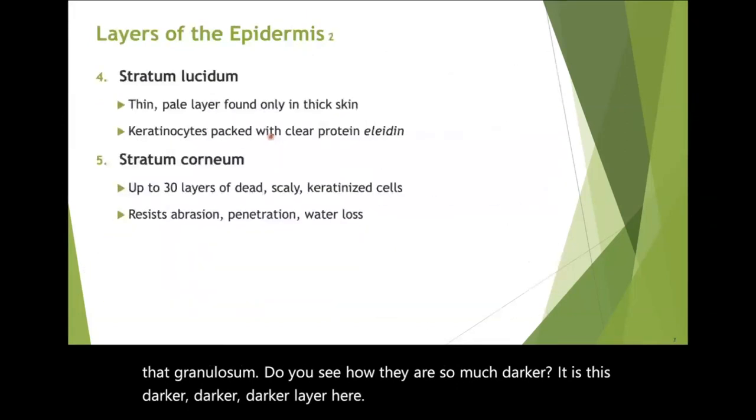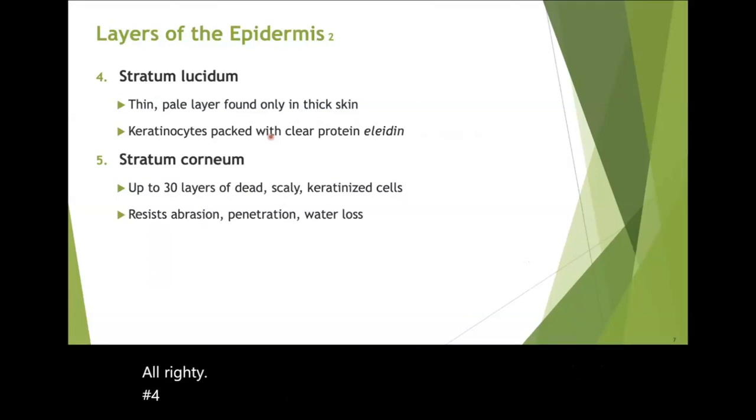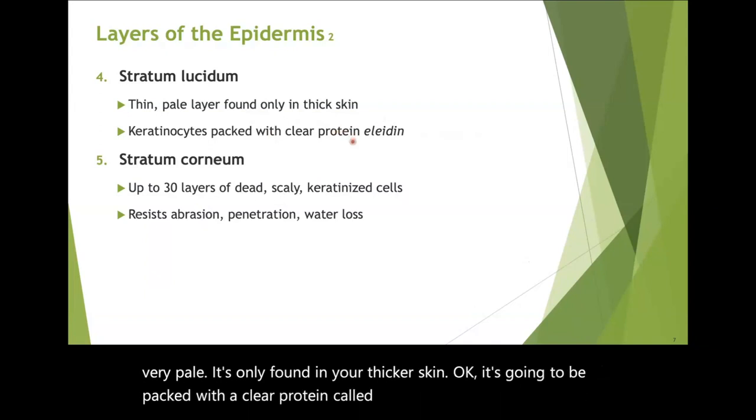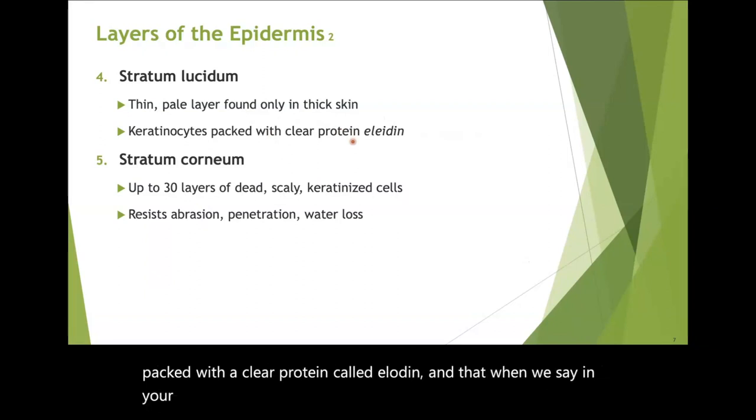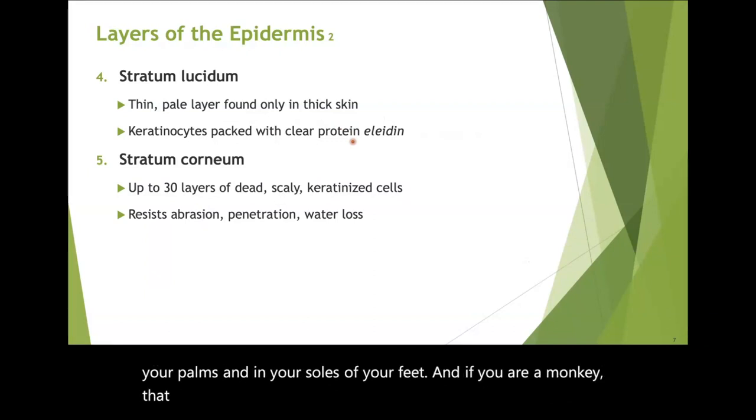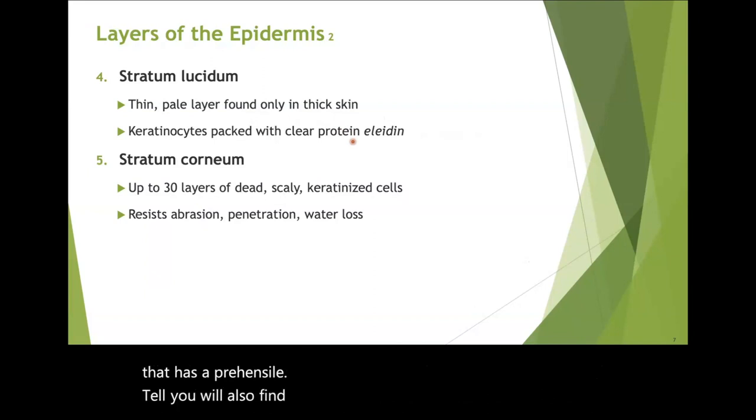All righty. Number 4 is your stratum lucidum. Your stratum lucidum is very thin. It's very pale. It's only found in your thicker skin. It's going to be packed with a clear protein called eleidin. And when we say in your thicker skin, that's going to be that fifth layer that is found in your palms and in the soles of your feet. And if you are a monkey that has a prehensile tail, you will also find them there.